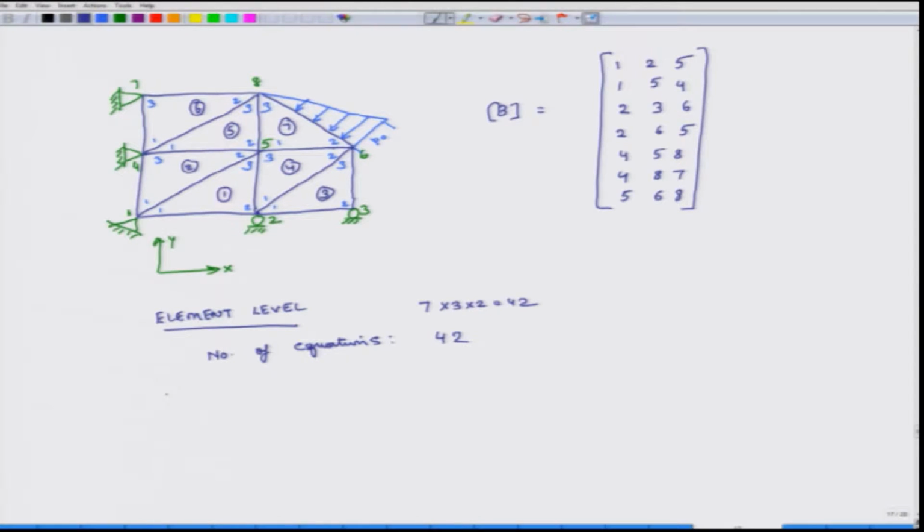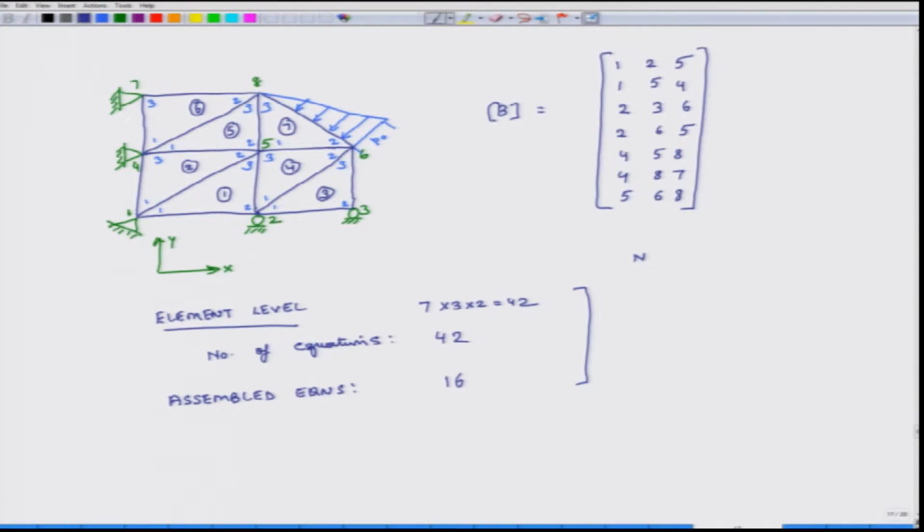Global level, number of equations, once I have done the assembly, how many nodes do I have? We have 8 and each node has 2 degrees of freedom. So, assembled number of equations is 16. So, where do all these other equations go? They get absorbed by continuity relations.